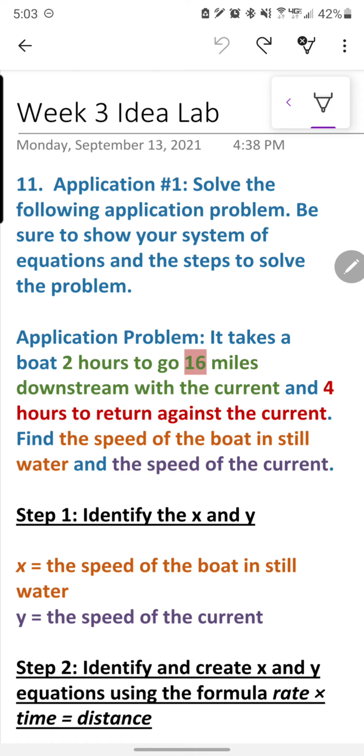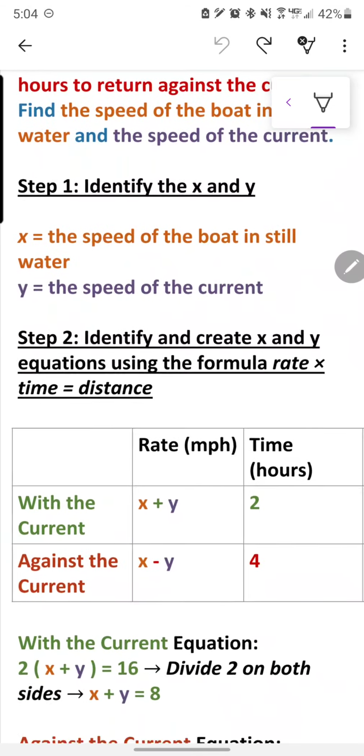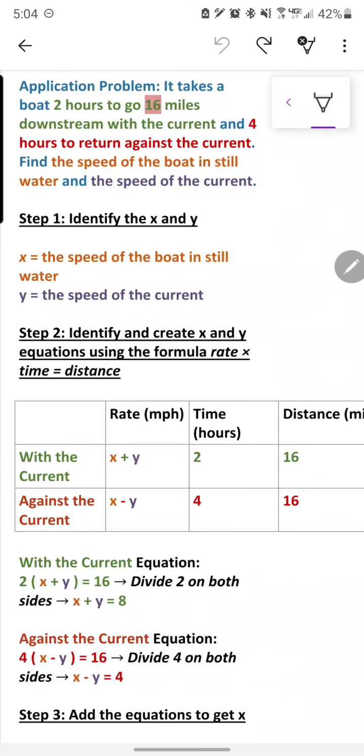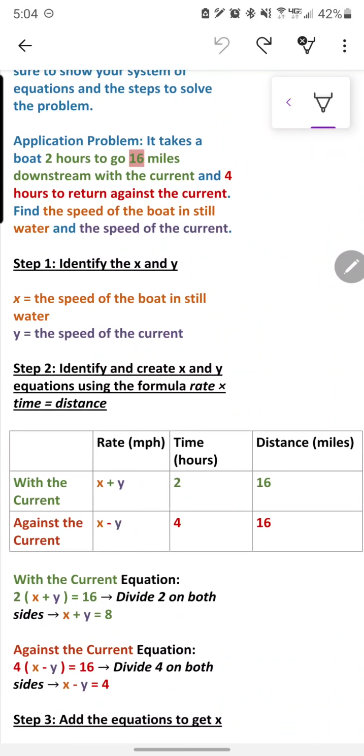Step 2 is identify and create x and y equations using the formula rate multiplied by time equals distance. Alright, so let's zoom that out a little bit. I created a table right here so you could see the values better. So we got 2 rows here: with the current and against the current. What we're going to do here is identify the rate, time, and distance for both.